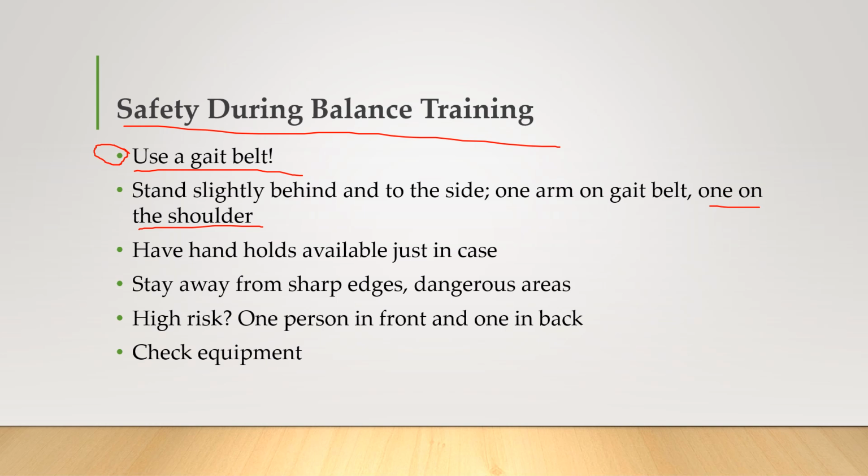Have handholds available just in case, so always performing balance activities in the parallel bars is a good idea, especially if you know your patient is at a fall risk, or if they have an assistive device like a four-wheel walker, a rollating walker, then just have that available in case you need them to grab onto something. Make sure to stay away from sharp edges, dangerous areas like a pool or something like that. And if somebody is really high risk, maybe have one person in front and one in the back. And always check your equipment that you're using.